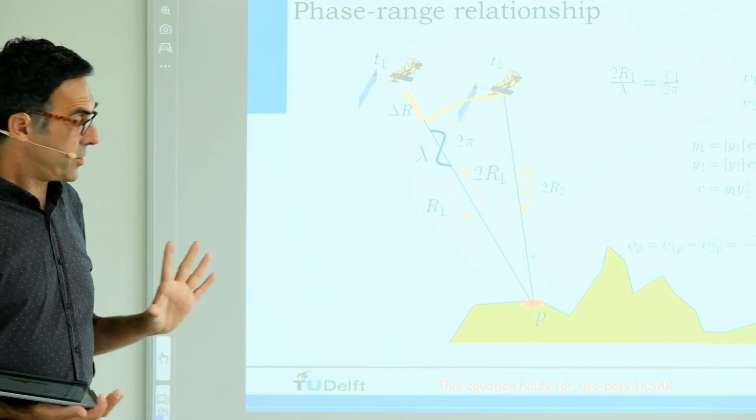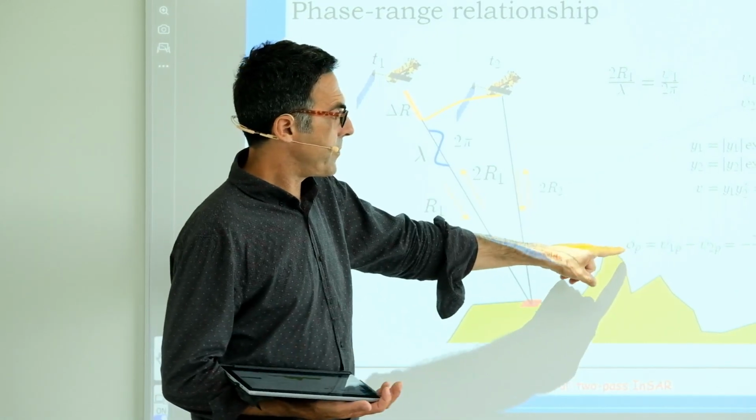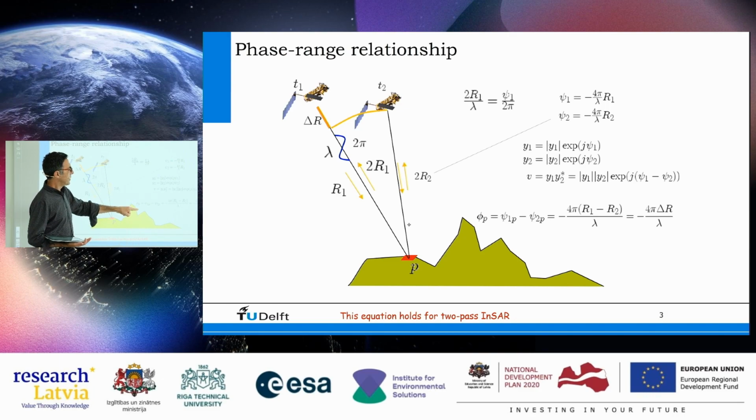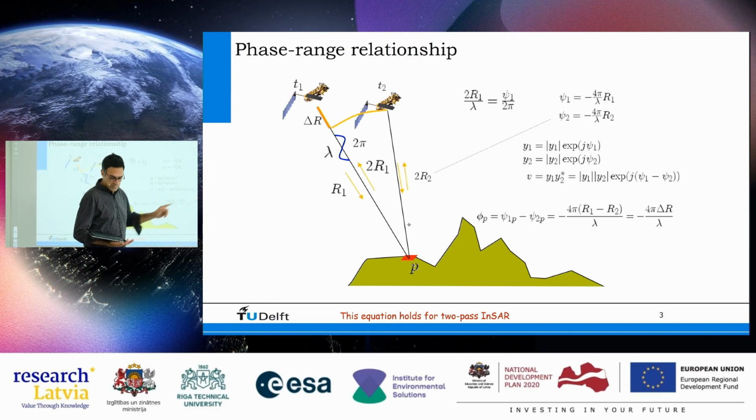So far, so good, right? So now we have the relation between the phase, the thing that I measure, and the unknown, which is delta r. Right? So if I measure something here, I can get delta r. Okay.